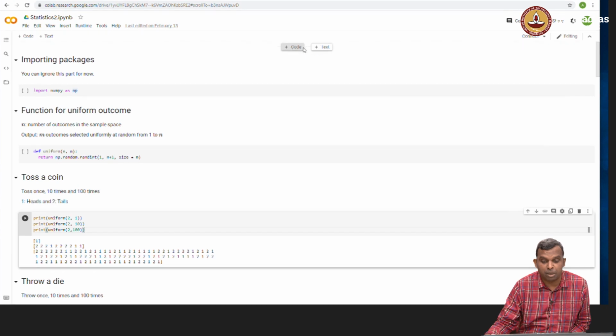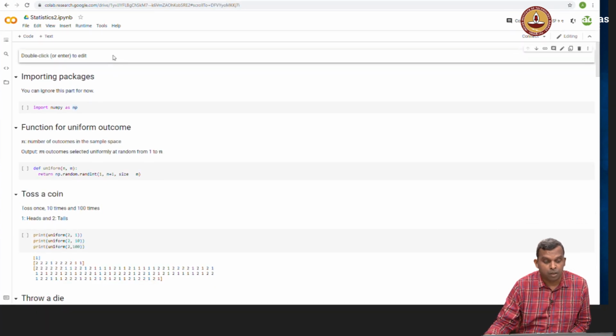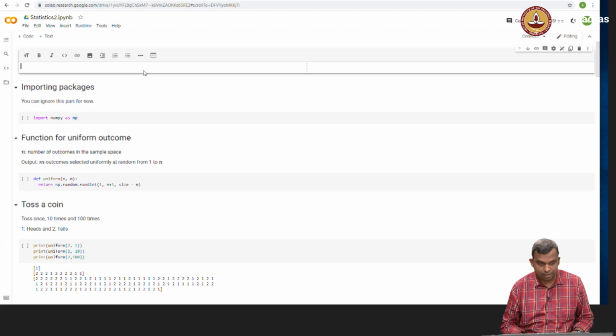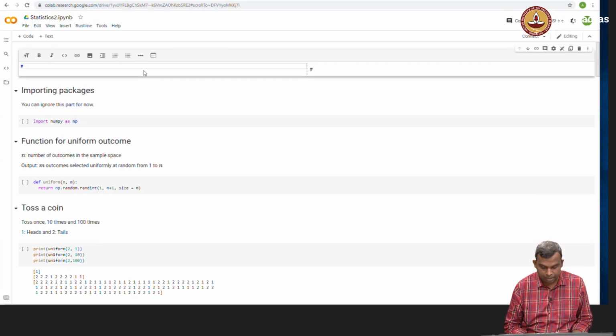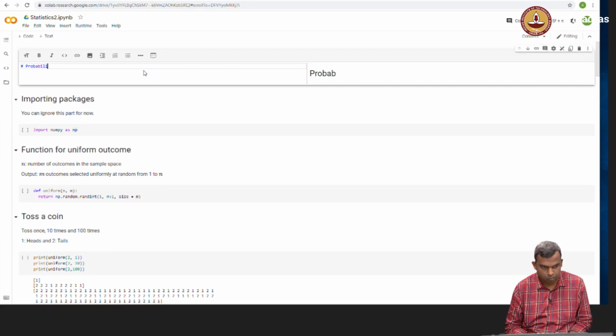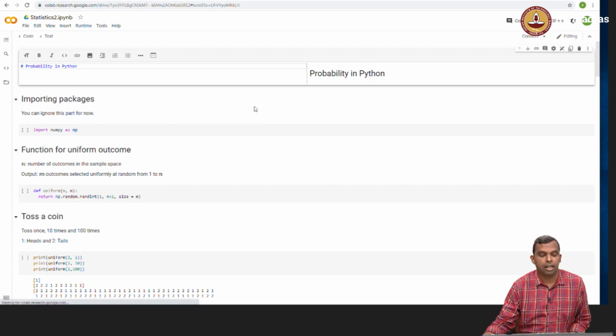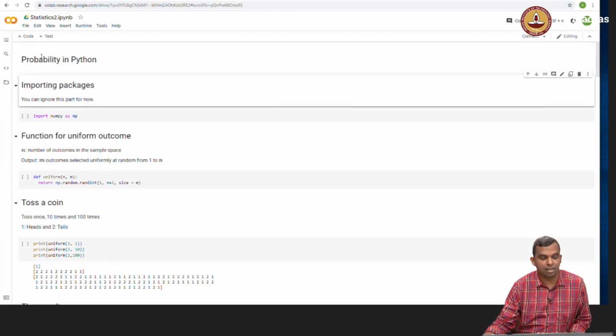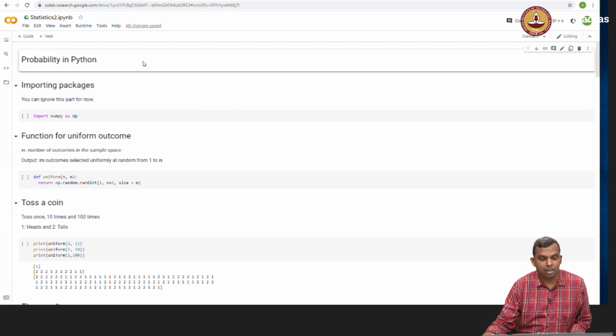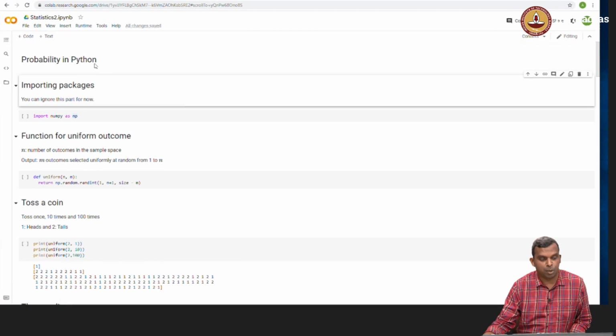So for instance, in the very beginning, if I want some text here, I can put it in some language which is called Markdown. You can also learn that later if you like. Let me just call this probability in Python. What I type here is in something called Markdown, and it's good for you to learn Markdown as well. So you can see some sort of a title came here, and you can see this is probability in Python. So this is a way to type text.